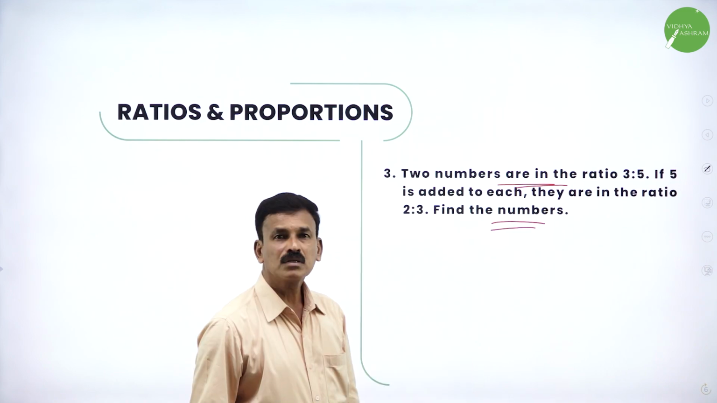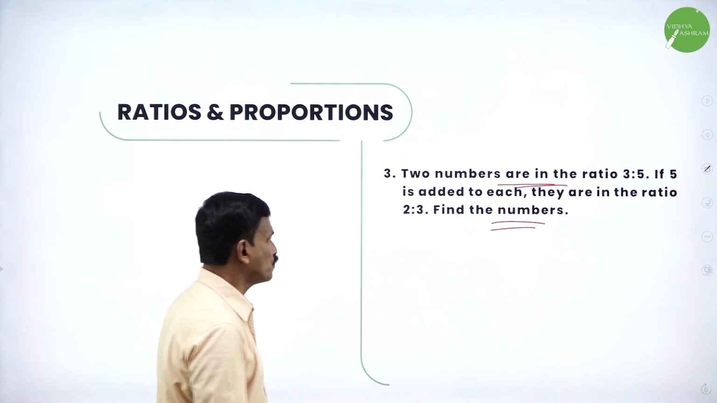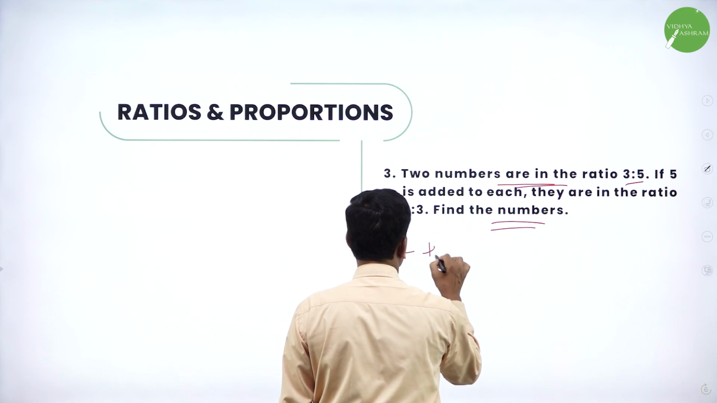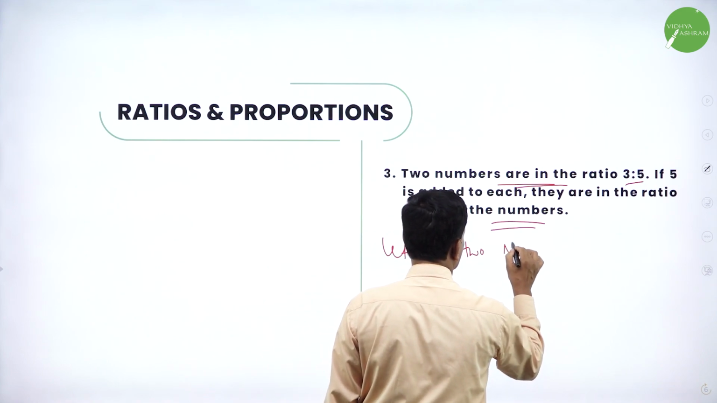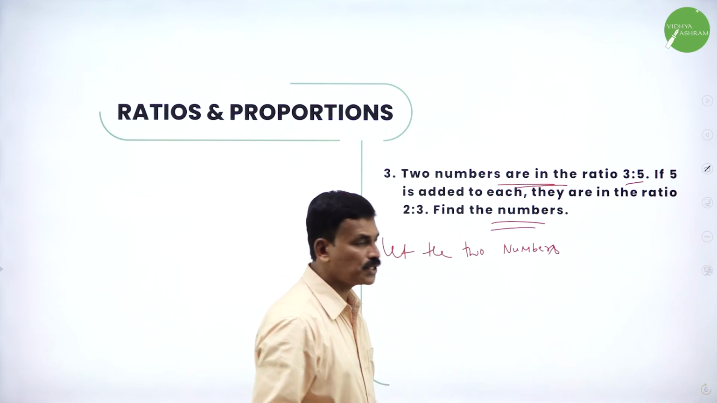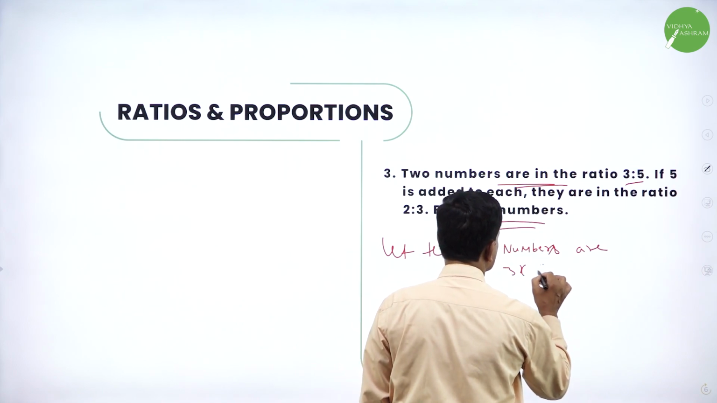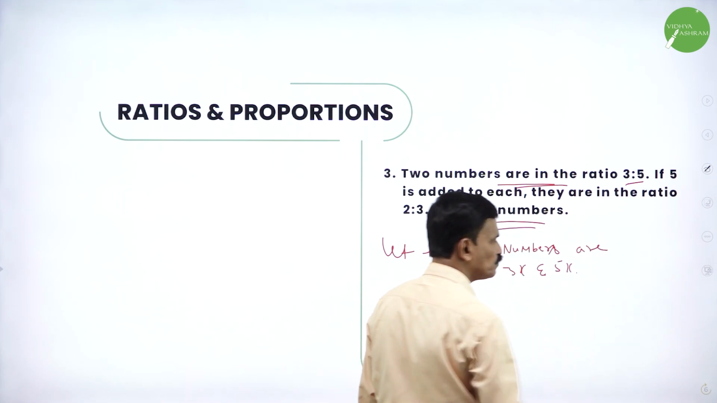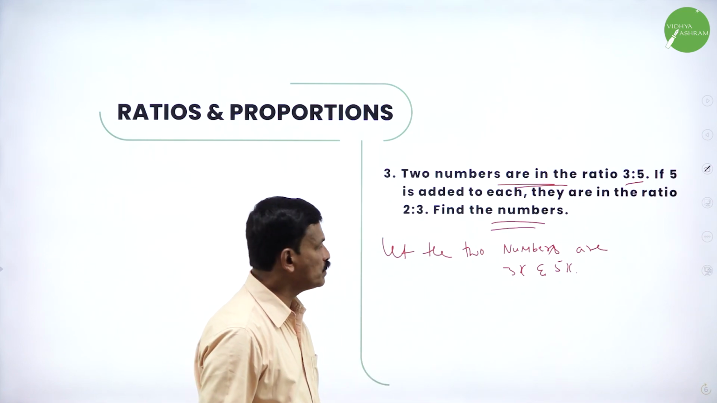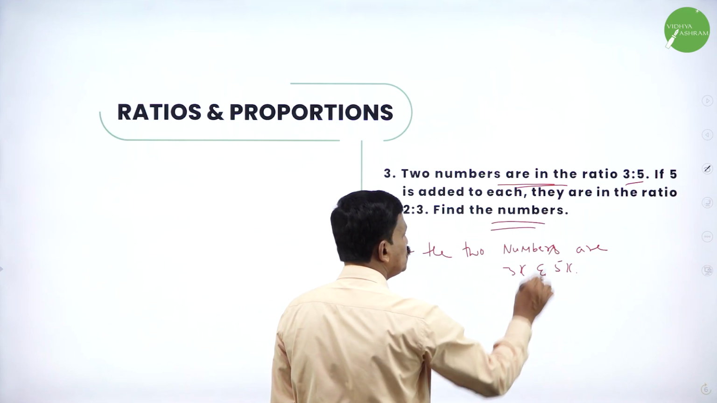That's it. Okay, now listen to me. Very simple. Two numbers are in the ratio 3:5. That means let us write the two numbers. Since it is in the ratio 3:5, the two numbers are 3x and 5x, right? And what is given? If 5 is added to each of them.